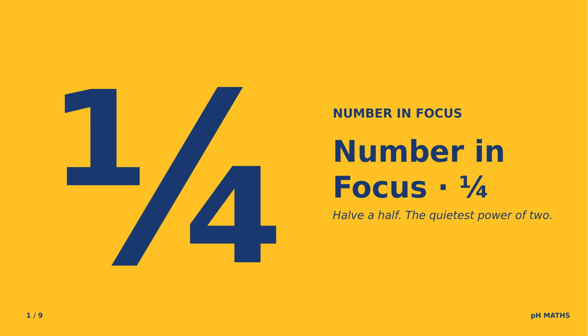Number in focus: the quarter, 1/4. A quarter is the Russian doll fraction. Half of a half, then a half of that, then a half of that. Fractions nested inside fractions. By the end of this video, you'll know why every quartile question hides a quarter, where area scale factors lean on quarters, and the clean cancellation pattern that connects quarters to halves.